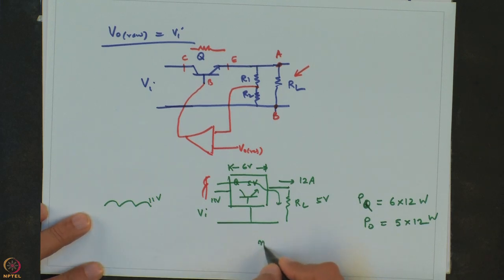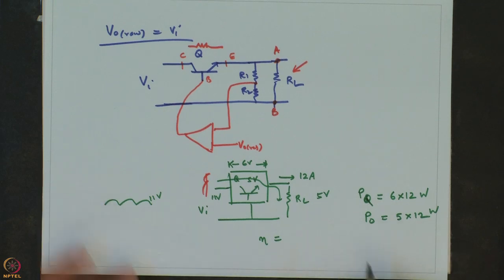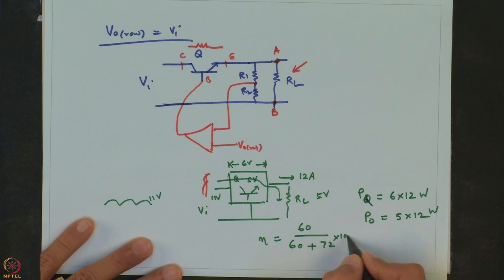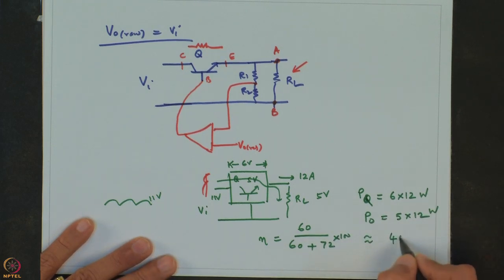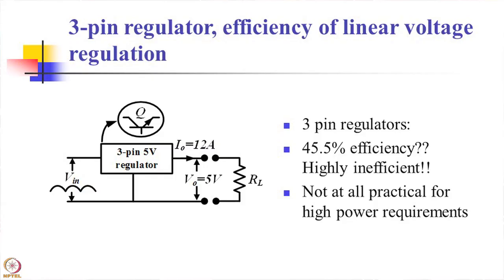Now, what will be the efficiency of this system? We can obtain it by using PO divided by PO plus PQ, as we have seen before. If we do this very simple calculation, we get 60 over 60 plus 72, and if I multiply it by 100 to get the efficiency in percentage, I get a very poor efficiency, 45.5%. Obviously you can see that nearly 55% of the energy is getting wasted in this process.